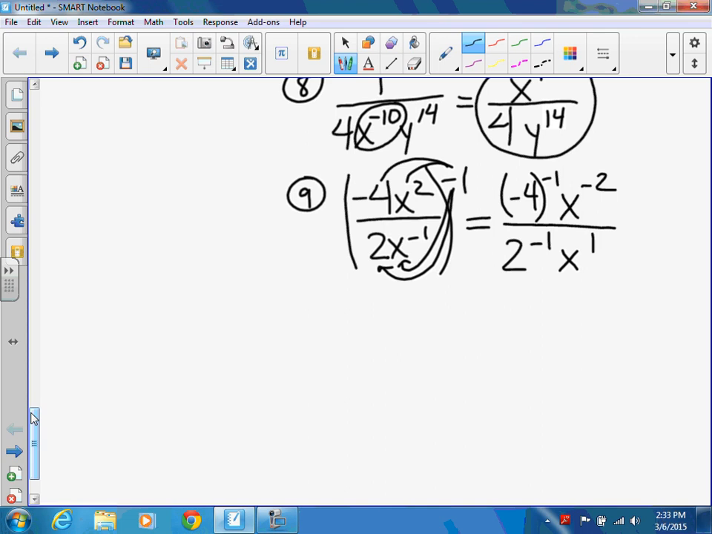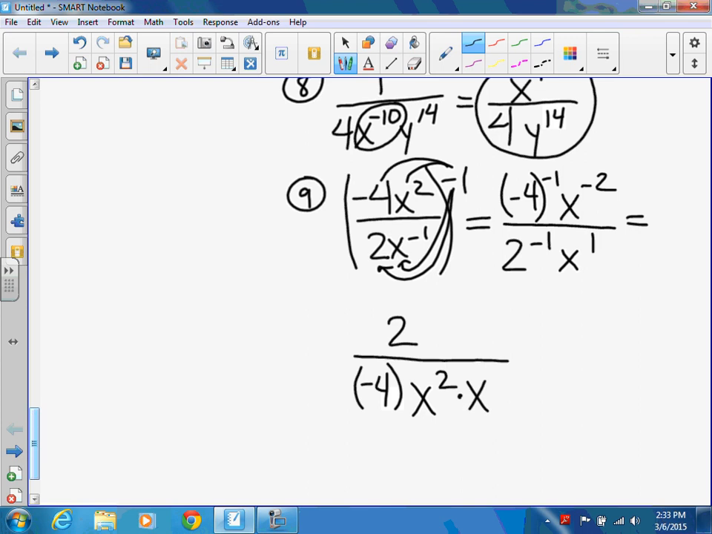When we do that, we're going to move them around and shift them around until everybody's in a location that's going to work for us. So the negative 4 that's at the top is not happy there. He's going to go to the bottom, and you can still keep them in parentheses right now because he'll eventually go away. The x that's at the top is not happy. It's going down to the bottom. On the bottom, the 2 that's down at the bottom is not happy. He goes up top as just 2, because 2 to the first power is 2. And the x on the bottom is happy there, so he's going to stay on the bottom.